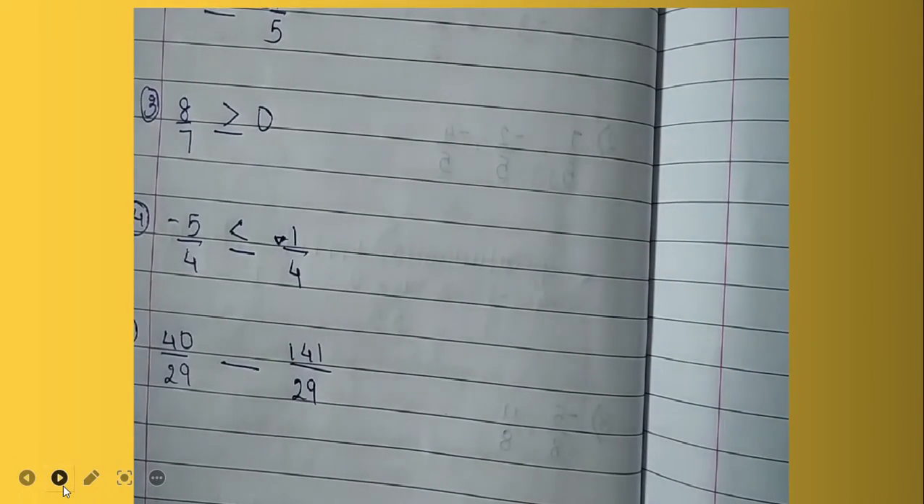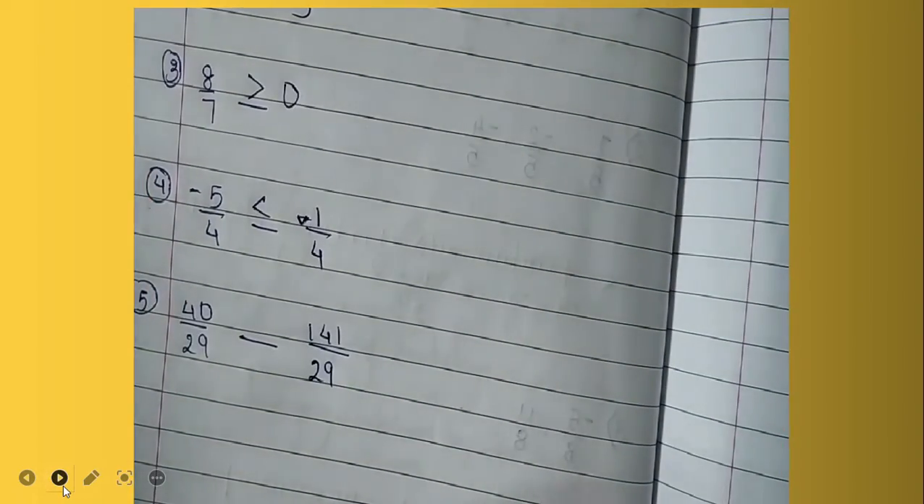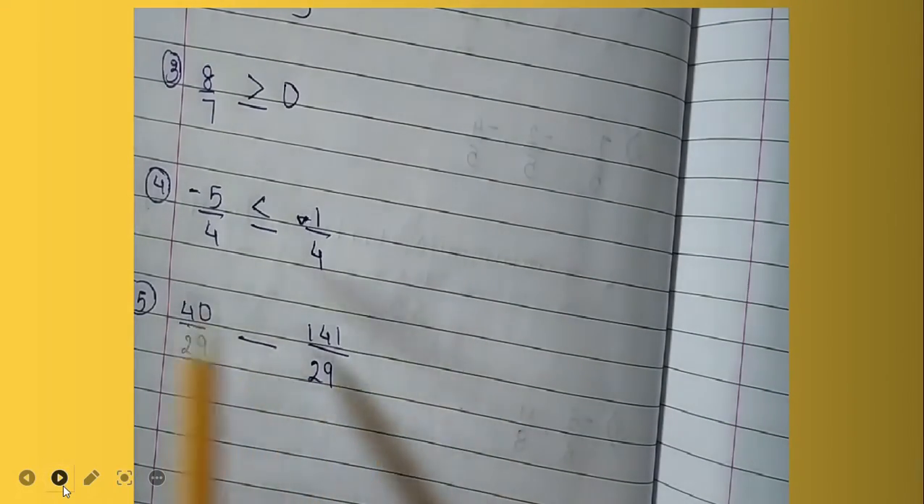Now the fifth one, 40 upon 29 compared with 141 upon 29. So 141 upon 29 is greater because the denominators are equal and 40 is smaller than 141. There is no negative sign also in this.